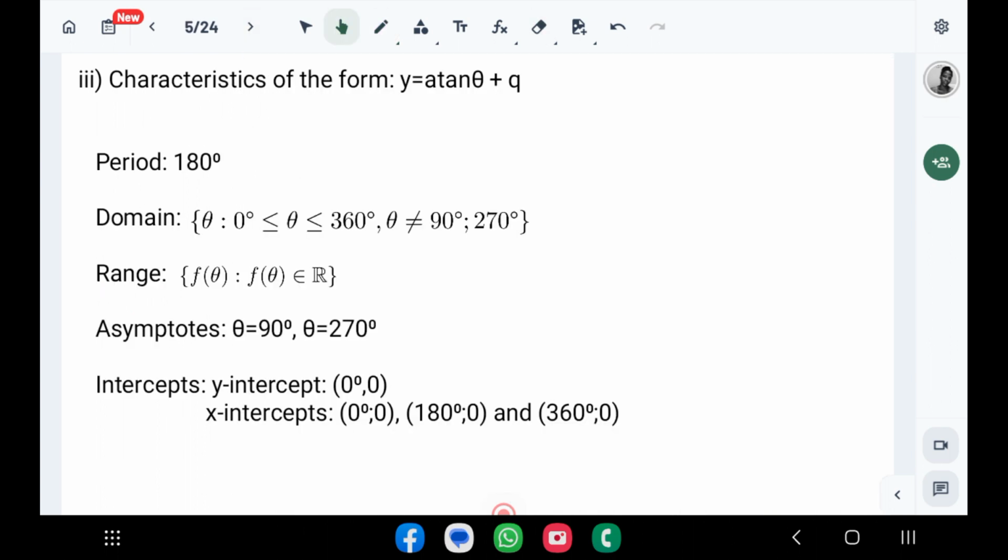Now let's look at the characteristics in general of y equals a tan theta plus q. Your period is 180 degrees. Your domain is between 0 and 360 degrees, but not including your asymptotes, which are 90 degrees and 270 degrees. Nothing has changed there. The range is still all values of y. The asymptotes are still at 90 degrees and 270 degrees. The y-intercept will be equal to q, that is (0 degrees; q). And for your x-intercept, you just make y 0 and solve. So depending on how the graph is shifted, your x-intercepts and y-intercepts will be different.